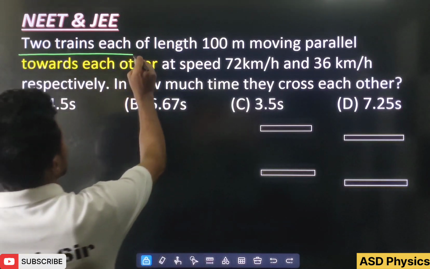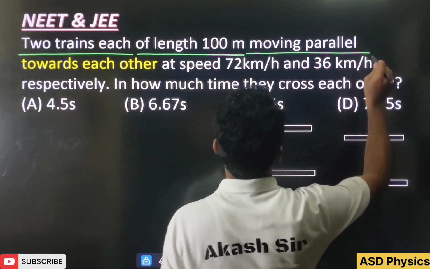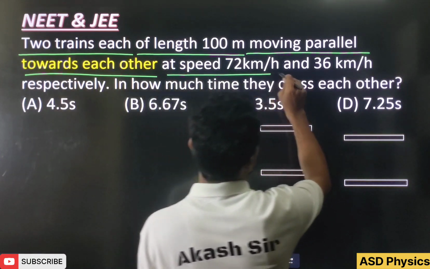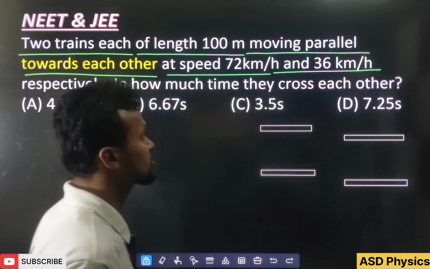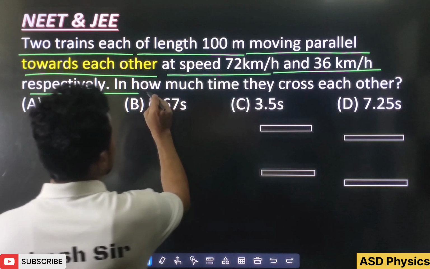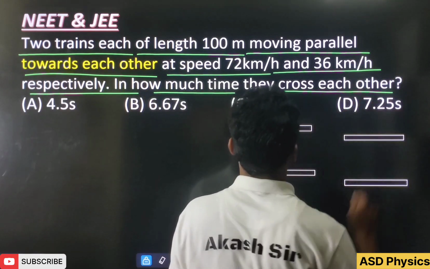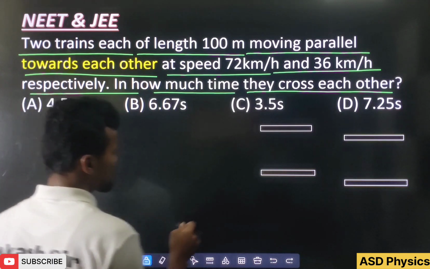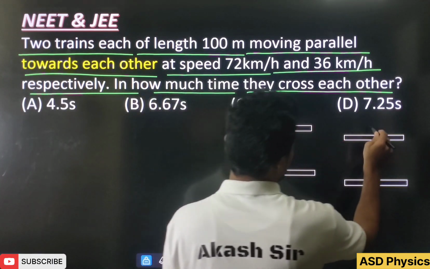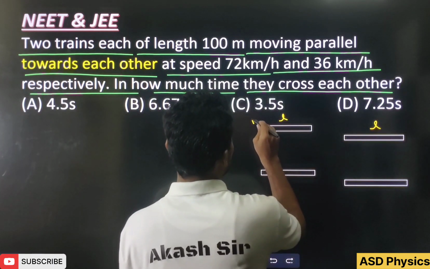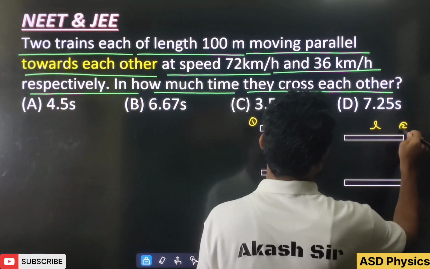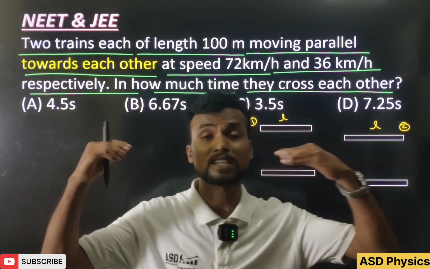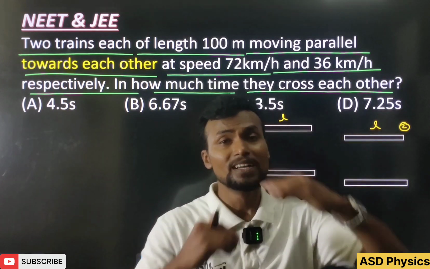But here, two trains each of length 100 meter are moving parallel towards each other at speeds 72 km per hour and 36 km per hour respectively. In how much time do they cross each other? Here both objects have some length. Let's take this is length L, here also length L, this is train 1, and this is train 2. Why have I drawn one up, one down? Because both the trains will never come on the same track. They should always be on different tracks.